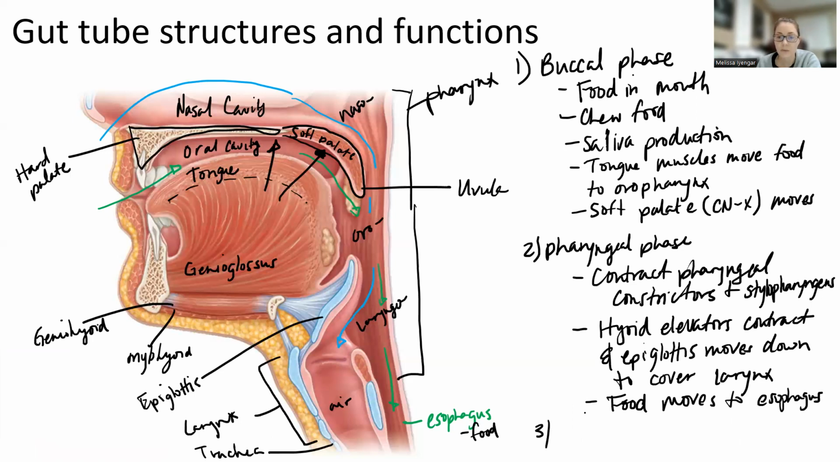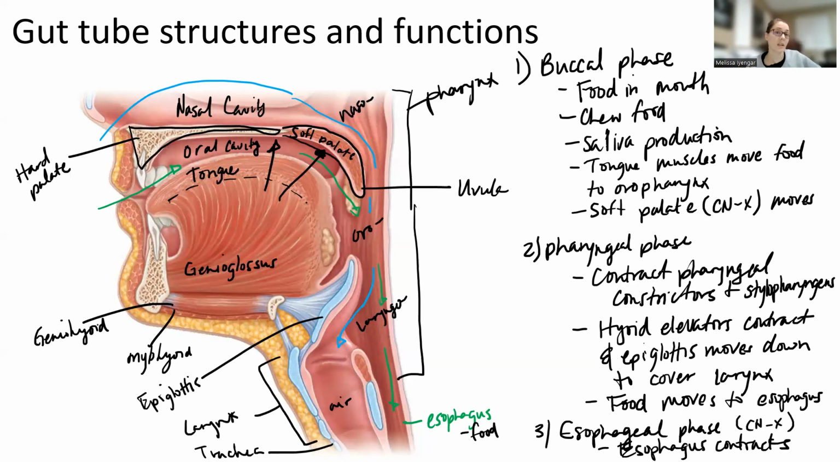Then the third part is the esophageal phase, which I kind of forgot to put on my lecture. Hopefully I've amended that since. Essentially the smooth muscles in the pharynx contract. I'm sorry, the esophagus contracts, and food moves all the way to the stomach. So that's also going to be done by cranial nerve number 10.